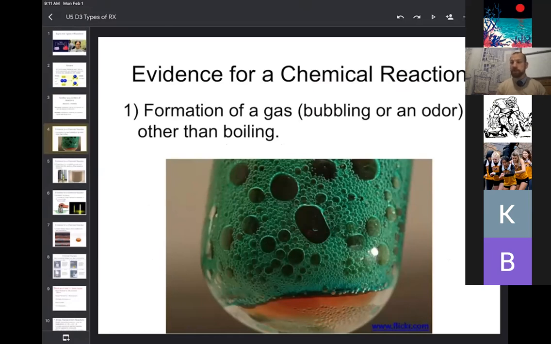There are some exceptions. Something like your Coca-Cola, it's super saturated with carbon dioxide gas. So that's a gas that has been dissolved in the water, and that's not quite a chemical reaction. But anything else across the spectrum, that's going to show you that a chemical reaction is occurring. If you add two things together and a bunch of bubbles form, you've got a chemical reaction there.